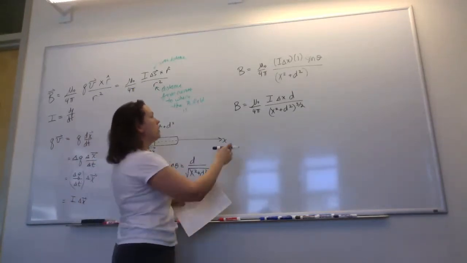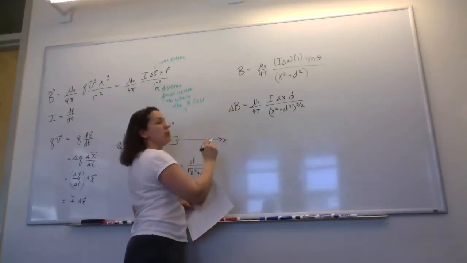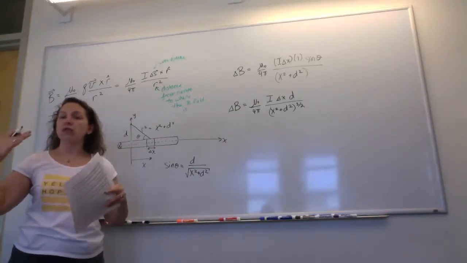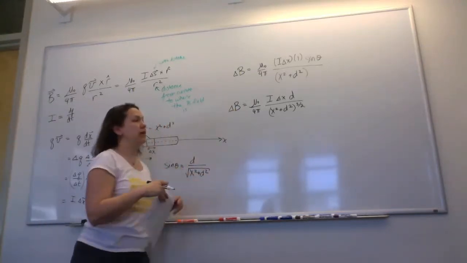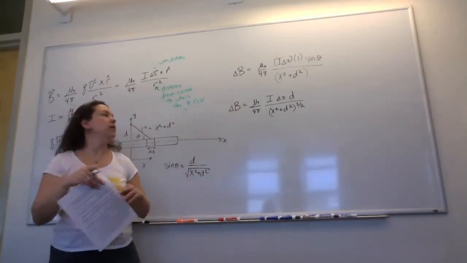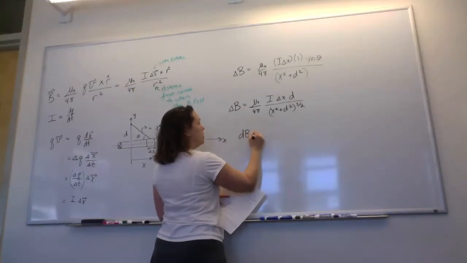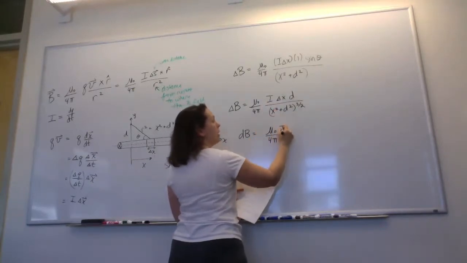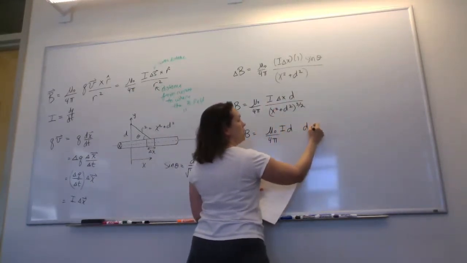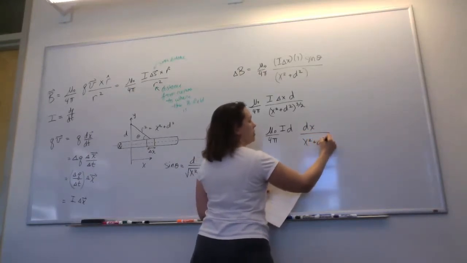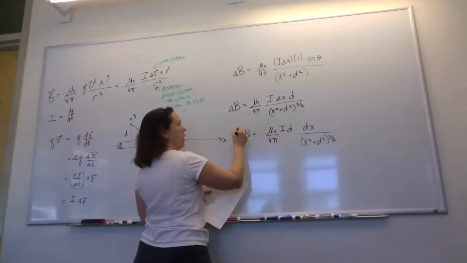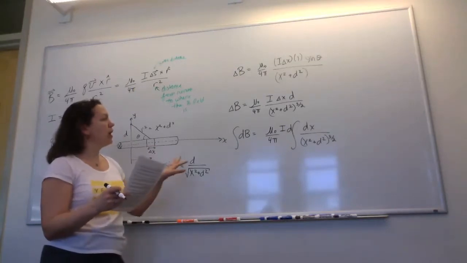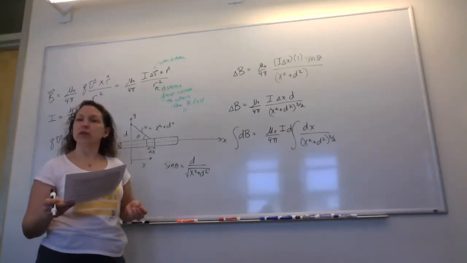Alrighty. Now, what I'm going to do is say that's just a little bit of magnetic field, and I want to find all of the magnetic field. So the delta B and the delta x go to dB and dx. So I've got dB is equal to mu naught over 4 pi. Now I'm going to pull out the I and the d. I've got dx over x squared plus d squared quantity to the 3/2. What I'm going to do is take the integral of both sides, and this will give me the magnitude of my magnetic field.